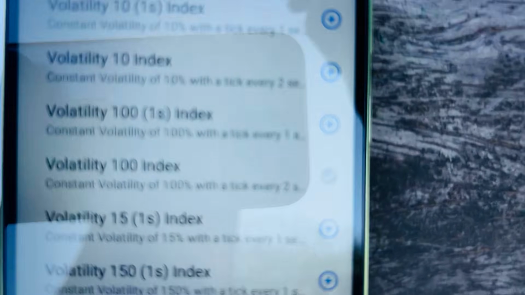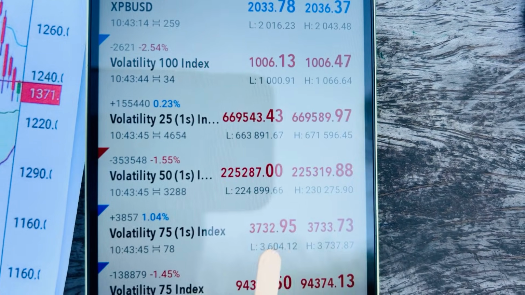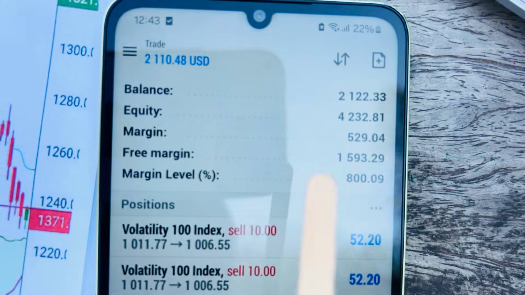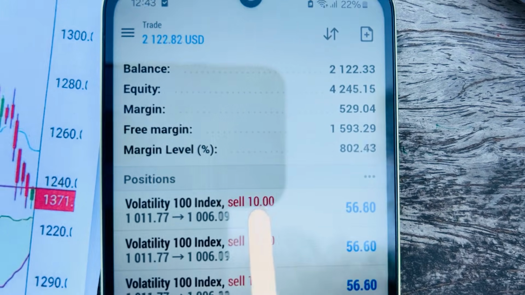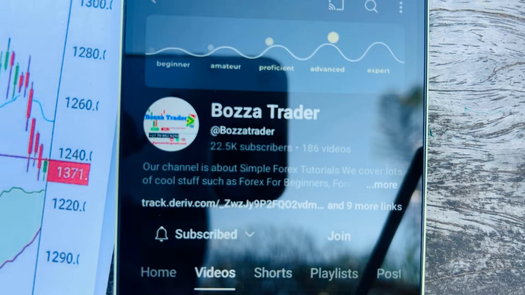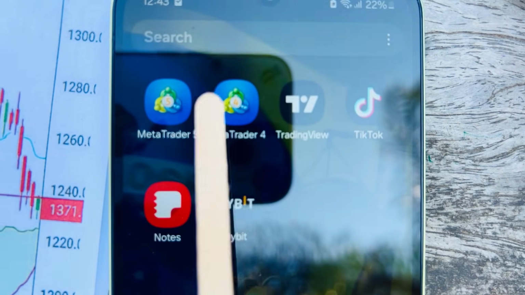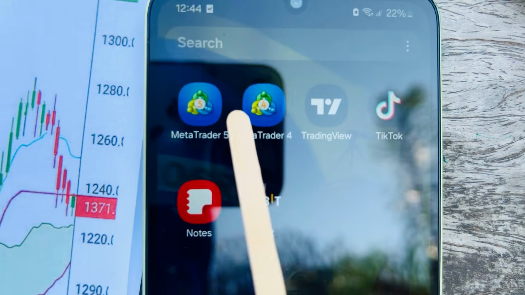Now the tools that you need. As I've mentioned, you need a trading account with Deriv to be able to trade this financial market. You go to our YouTube channel, subscribe, and you can also get TradingView. It's simple. But I recommend that you use MetaTrader 5.